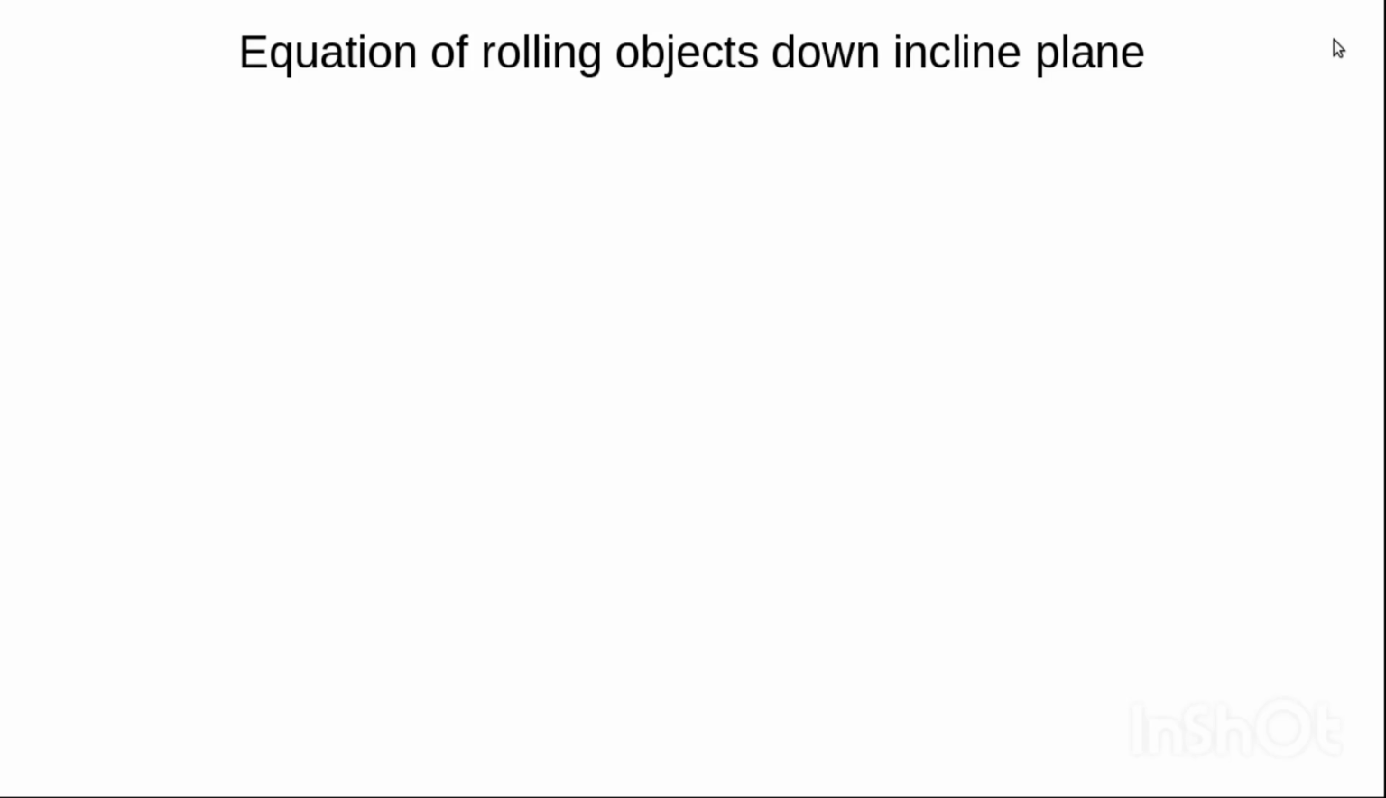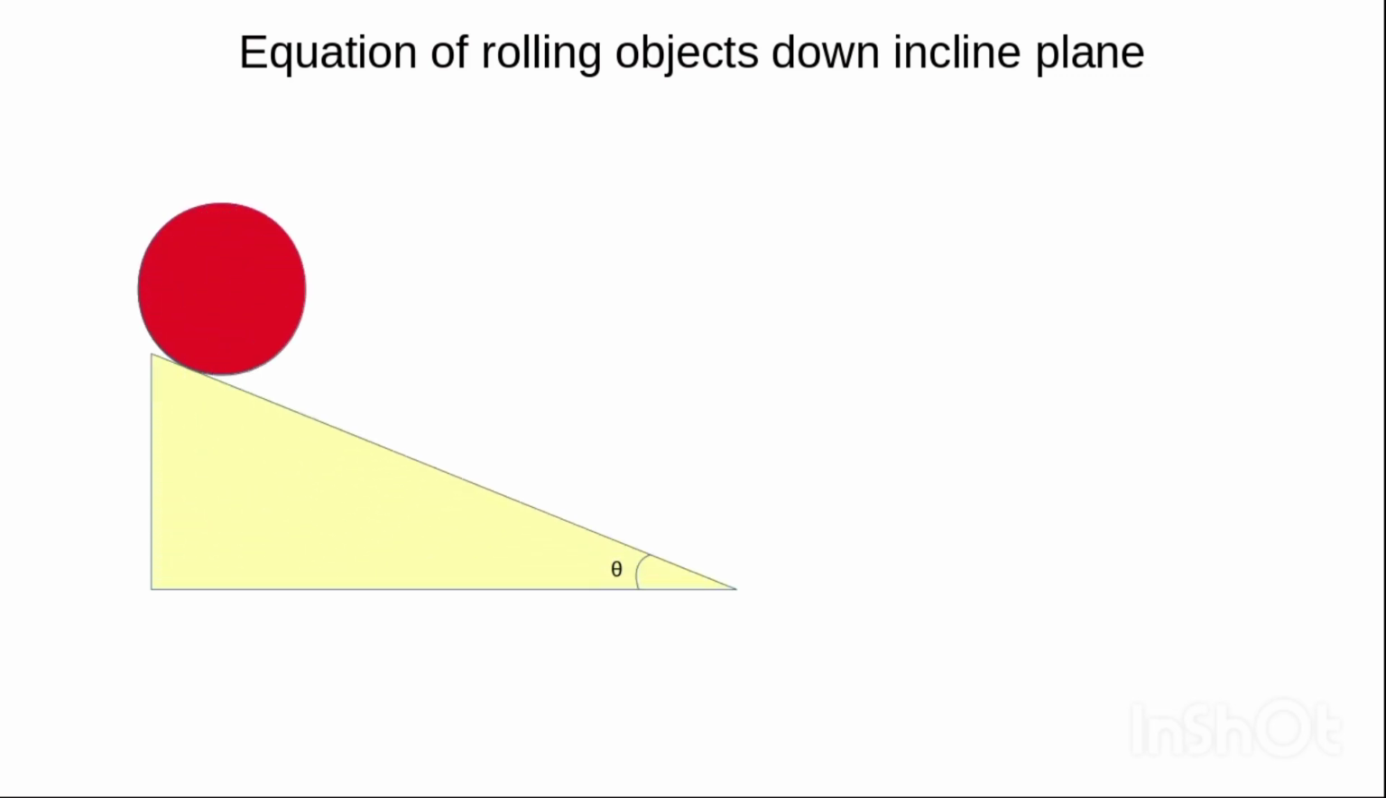In this video, we are going to be looking at the equation of rolling objects down an inclined plane. So in this video, we look at an object, actually spherical or any form of round shape, moving down an inclined plane. So we'll start with this. This is a sphere. It can also be a cylinder that is rolling down this inclined plane that is subjected to an angle theta.